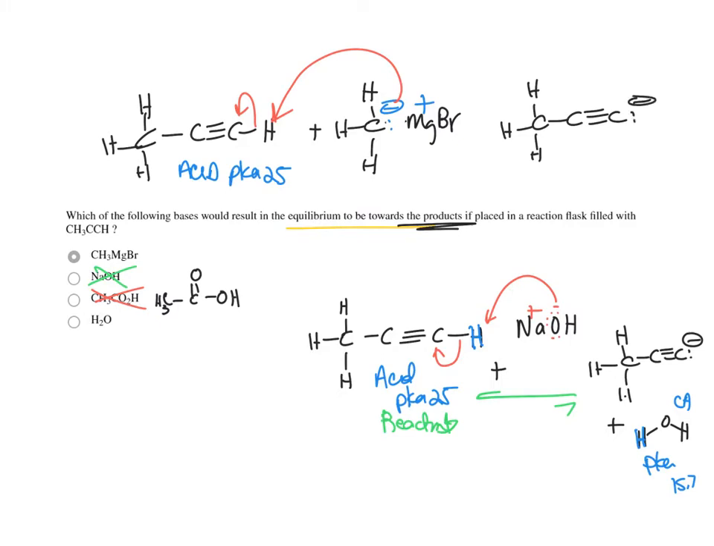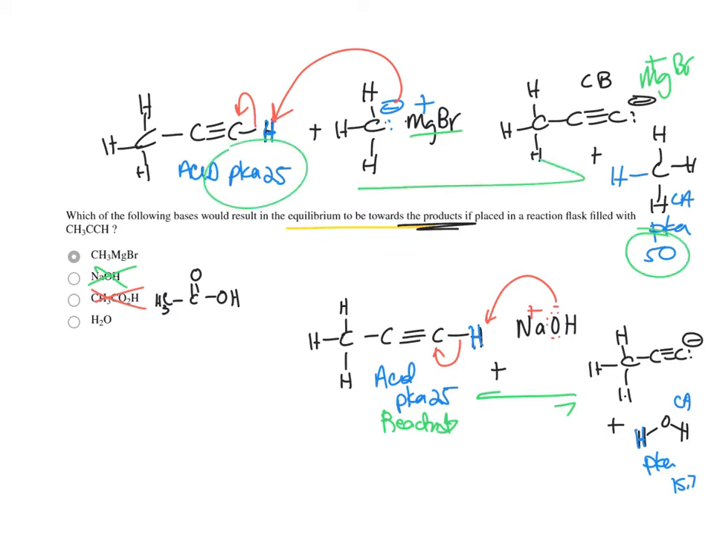That's your conjugate base, and then this carbon is going to pick up this hydrogen here. Okay, so this is your conjugate acid. What's the pKa? That's about 50. Okay, now what happens is the magnesium bromide is just going to hang out here because it's a positive. You got a metal there. So you're comparing 50 with 25. So that goes straight to the products. So which of the following bases would result in the equilibrium being towards the products? So there you go.